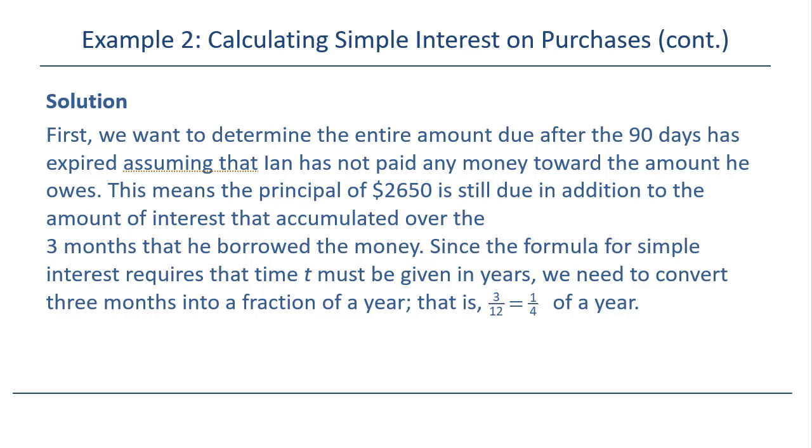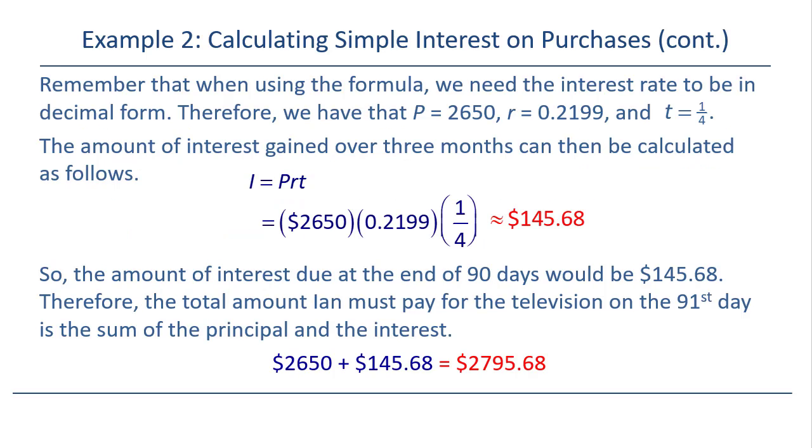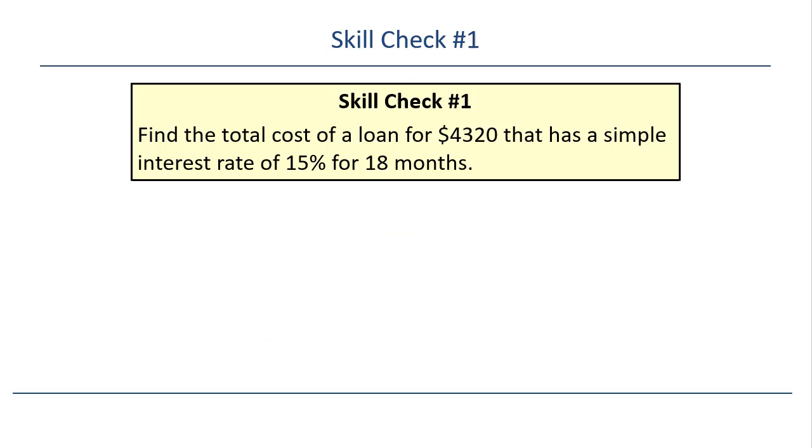Well, remember, in these formulas, time is always in years. So 3 months, 3 out of 12, is 1/4 of a year. So now into the formula, we put 1/4 for time. We put 0.2199, because that's the 21.99% as a decimal. We put in the $2,650 as the principal. And at the end of those 3 months, if you don't pay off the full amount of $2,650, you're going to owe an additional $145.68. So when you add that back, you can see that now all of a sudden that TV costs $2,795.68. So again, interest adds up.